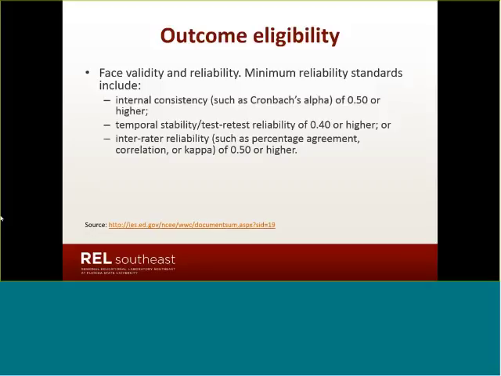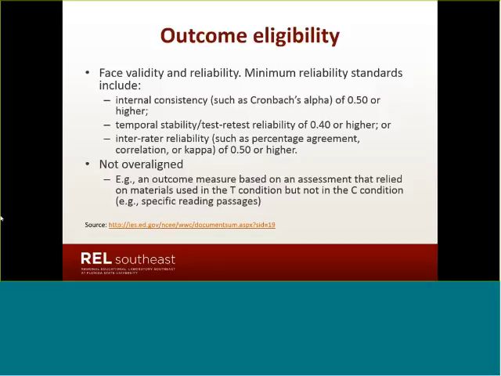Another thing the clearinghouse looks for is whether the outcome is potentially over-aligned with one of the study groups. And so let's explain this with an example. Suppose a study is examining the effectiveness of a curriculum, and suppose that the study uses an end-of-chapter test in the textbook that was provided to treatment students and uses that test to assess achievement of both the treatment and comparison groups. And suppose that in the course of using that textbook, the treatment students already took the end-of-course test before it was administered by the study. So this outcome would be considered over-aligned because the treatment group was already familiar with the test by the time it was administered for the study's purpose, whereas the comparison group was not familiar with the test. So that would be an example of an over-alignment.